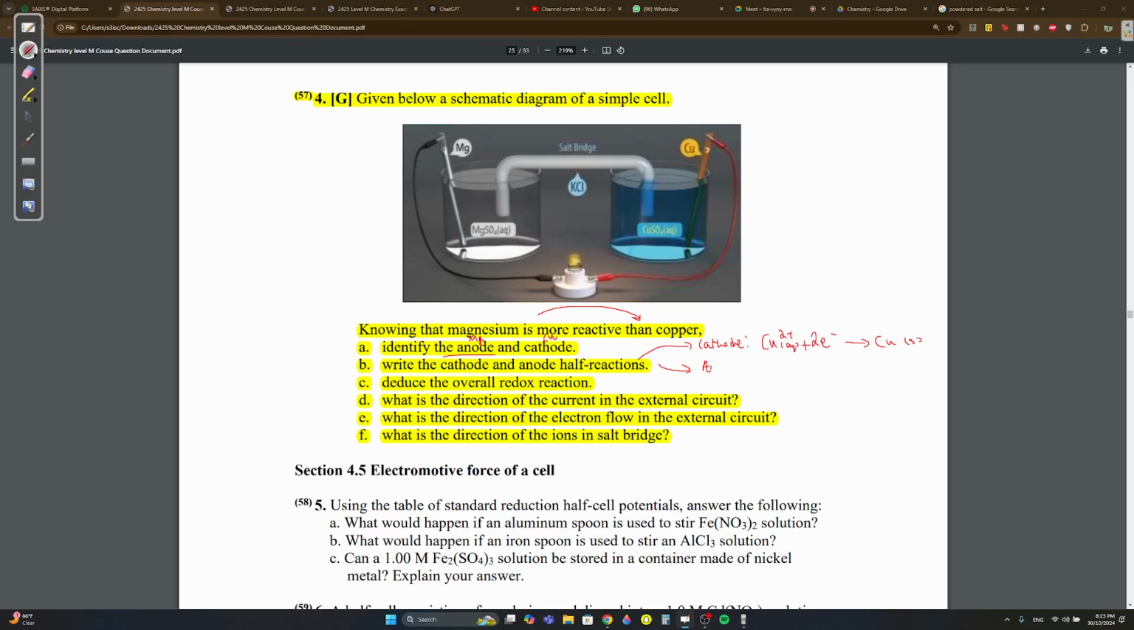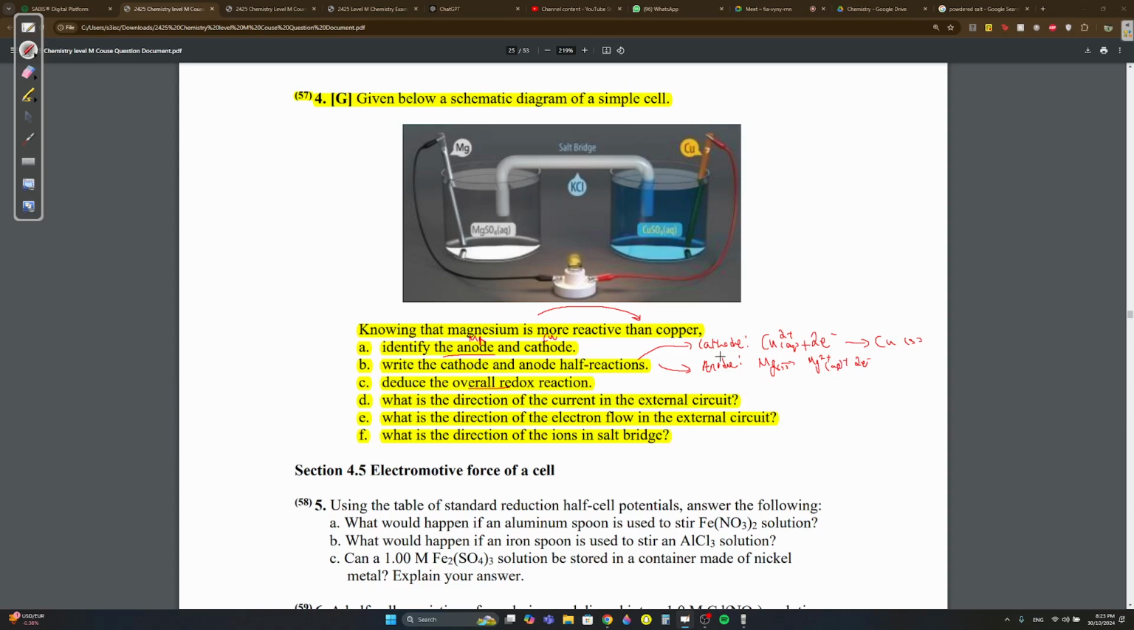However, at the anode, it's the oxidation half, right? Oxidation is loss of electrons. So since you're losing electrons, your product will have a charge, and your initial one will not have a charge. What's my anode? My anode is Mg. If your initial one will not have a charge, it's solid. It's going to be Mg2+ plus 2e-, and this is aqueous.